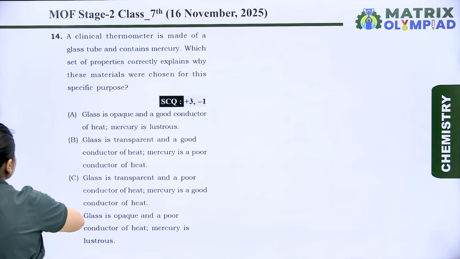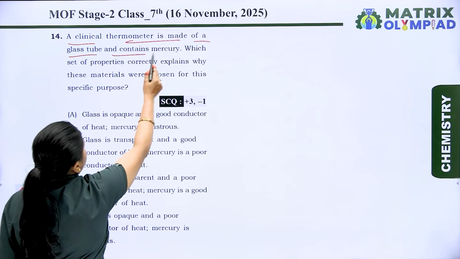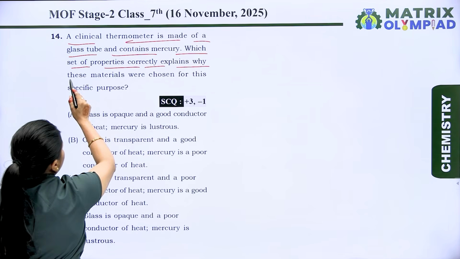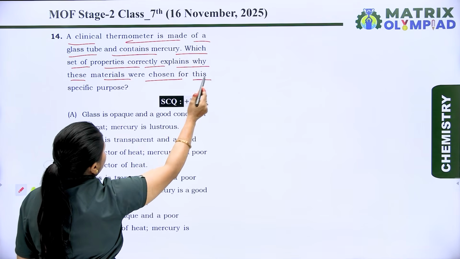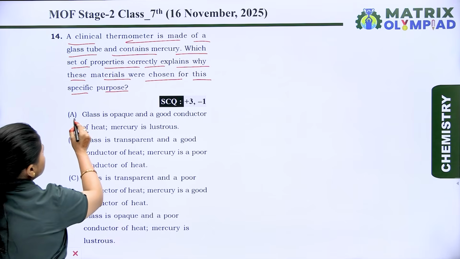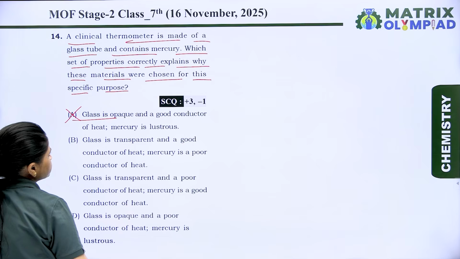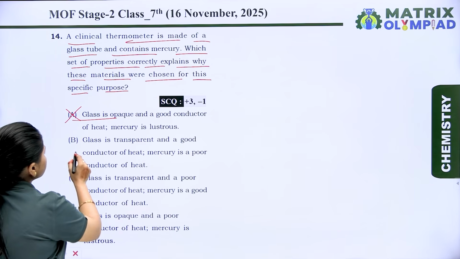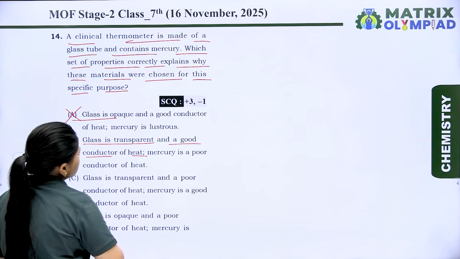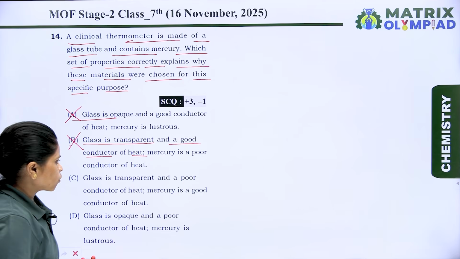Now the 14th question is, a clinical thermometer is made of a glass tube and contains mercury. Which set of properties correctly explains why these materials were chosen for this specific purpose? The first option is, glass is opaque. No, glass is not opaque, it is transparent. So A becomes wrong. B, glass is transparent and a good conductor of heat. No, glass is not a good conductor of heat, so option B becomes wrong.